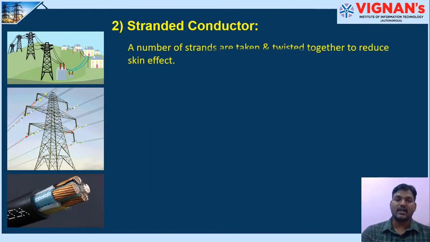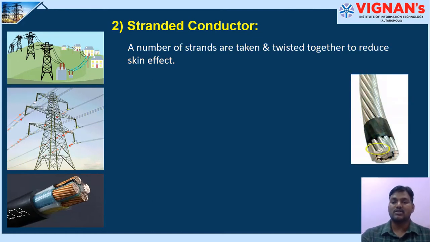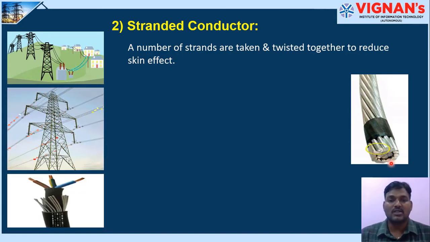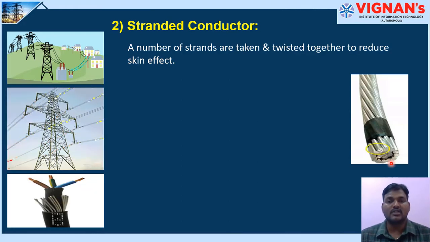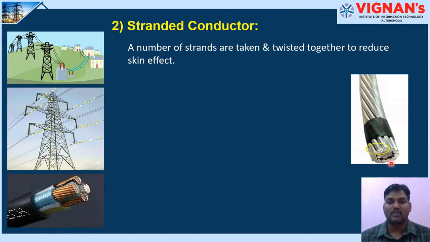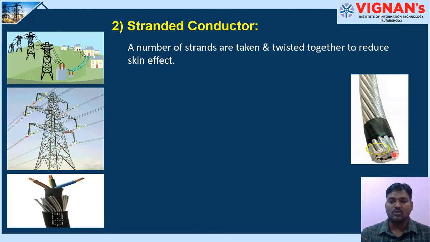Next we go for stranded conductors. A number of strands are taken and twisted together to reduce the skin effect. So skin effect is peculiar to AC circuits. Whenever alternating current is flowing through the conductor, most of the current will be flowing through the outer layers of the conductor, that is the skin of the conductor, rather than the inner layers which is called the core of the conductor. So here if you see, most of the current will be flowing through the outside strands, but in the core the current will be less. Such effect is skin effect.